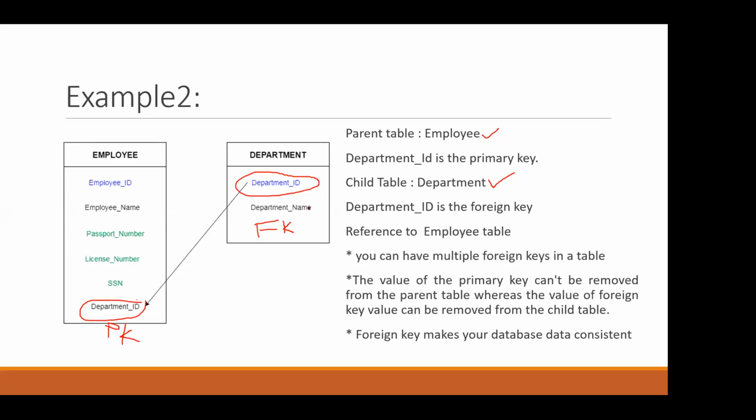So we are using a reference here, department ID. Now if I want to remove this column, it's not possible because it is related. It is related with the same column name, department ID, in another table. We are giving a reference from this to department. Okay, so here remember, the value of the primary key cannot be removed from the parent table.